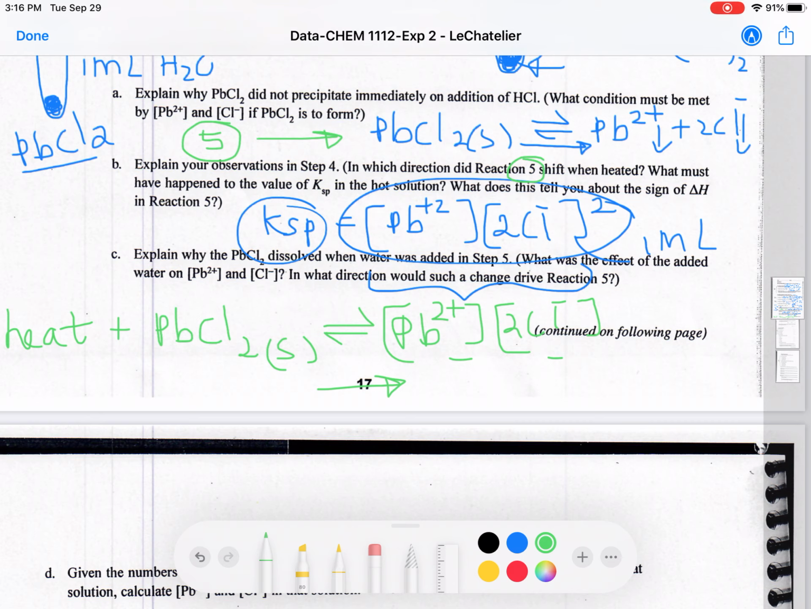forming lead ions and the chloride ions. So reaction 5 is an endothermic reaction. Okay, because when you add the heat, if it produces more of the products, then heat is considered as a reactant. When you add a reactant, it gives you more of the products. According to this reaction, reaction 5 is an endothermic reaction.